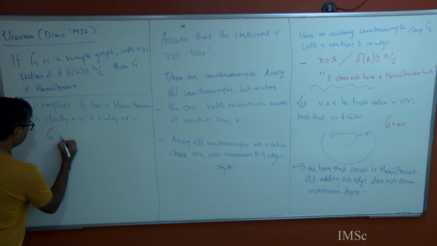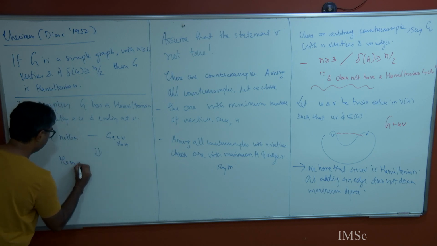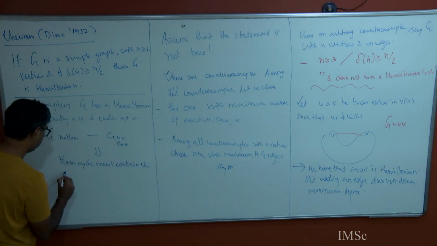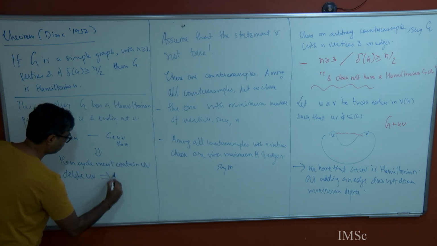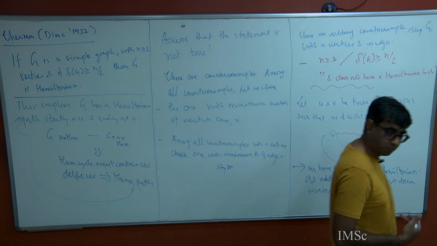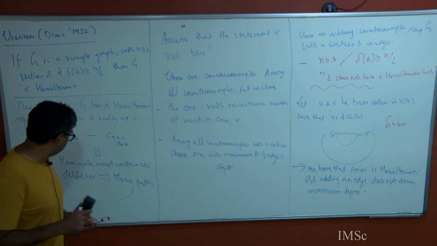So what happened? G is not Hamiltonian, G plus UV is Hamiltonian, which implies the Hamiltonian cycle must contain the UV edge. Deleting UV gives you a Hamiltonian path of this nature. This is important. Again, I used here that G is very structured: the way we chose minimum and maximum, this counterexample is very structured. If there is a counterexample, there exists a structured counterexample. If we can show there is no structured counterexample, that also implies there is no counterexample at all. So now we are done. Now let's talk about this Hamiltonian path.